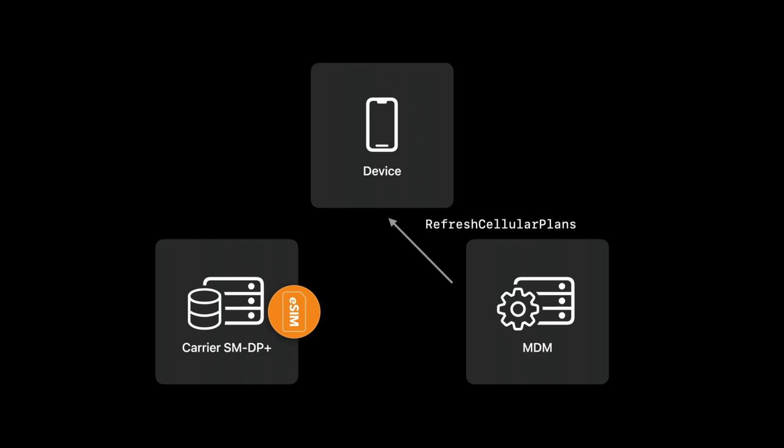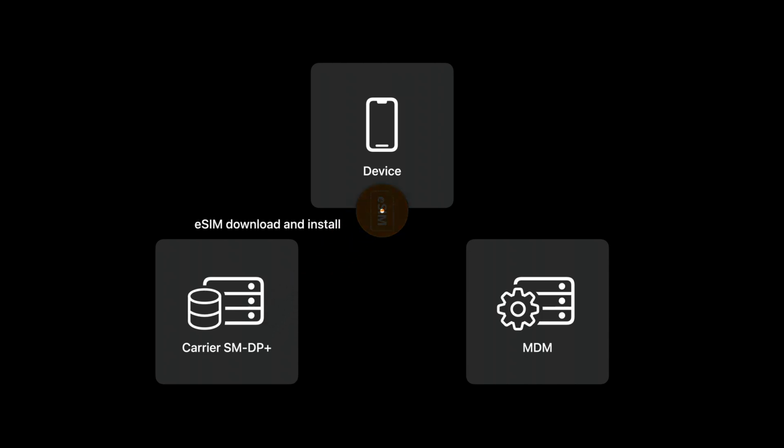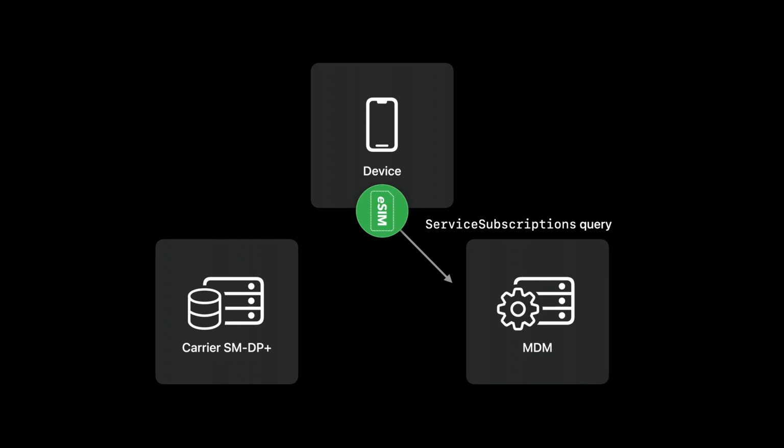The MDM server will send the refresh cellular plans command to the device, which will initiate a request to the carrier's eSIM server and check if an eSIM is available. If it is, it will automatically download and install it without requiring any user interaction. The MDM server can then use the service subscriptions query to confirm that the eSIM has successfully been installed when the query returns a non-empty phone number.